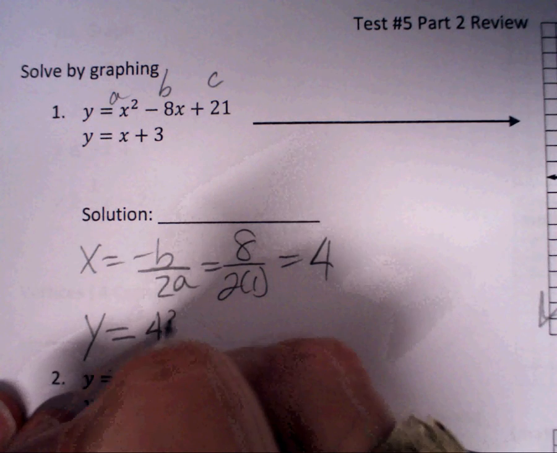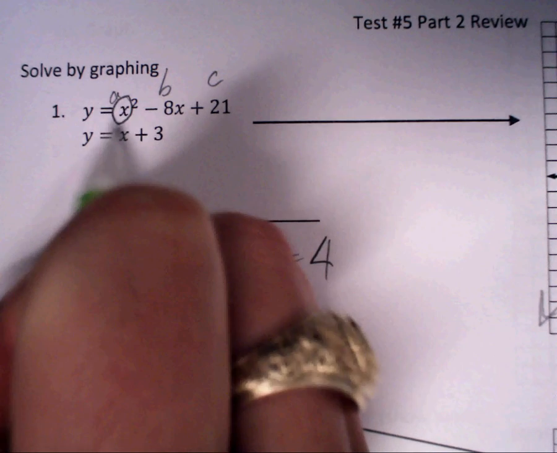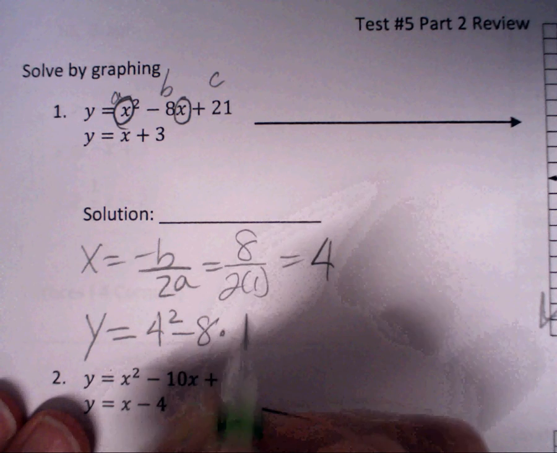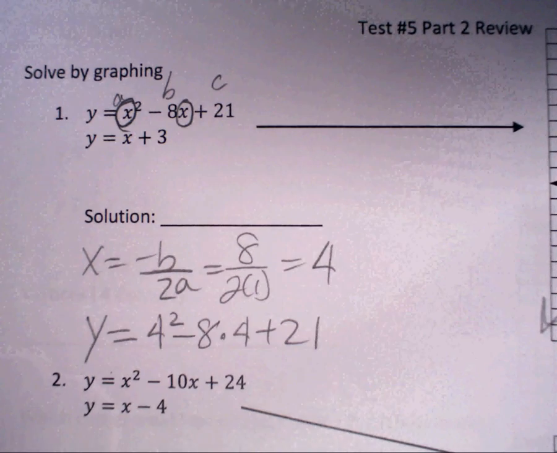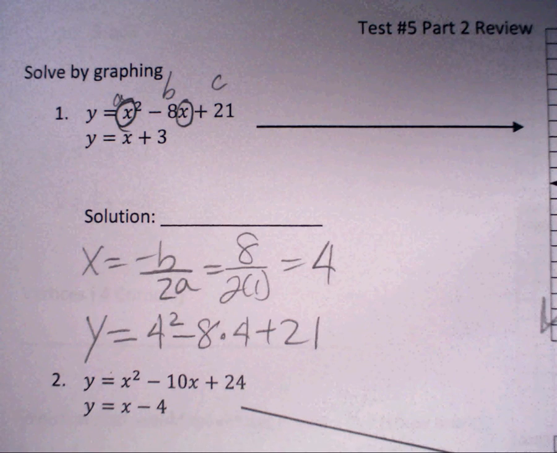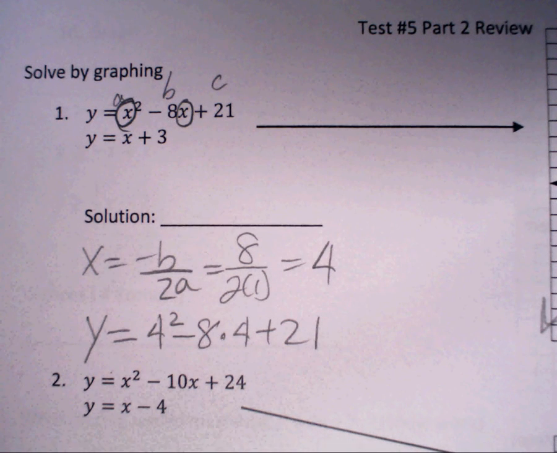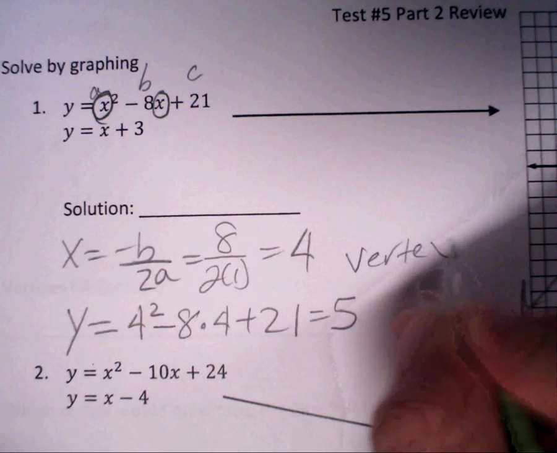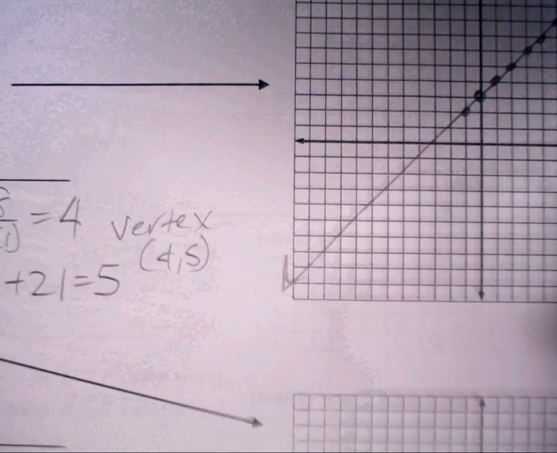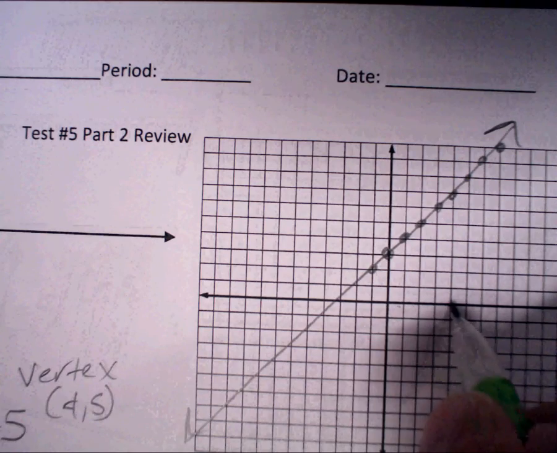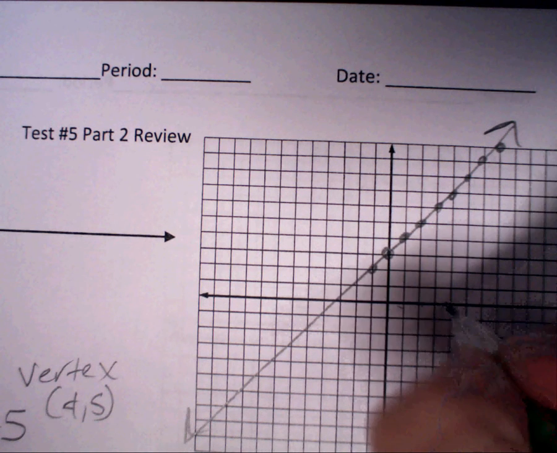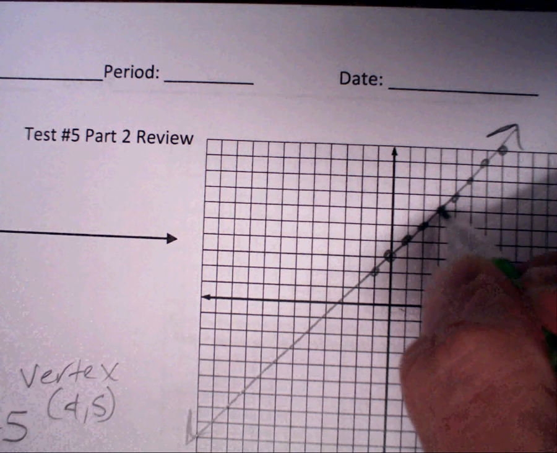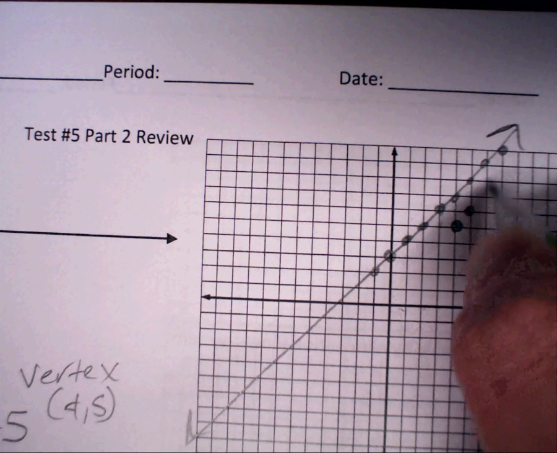So then I take 4 and I plug it in for x in the original equation. So 4 squared minus 8 times 4 plus 21. So that's 16 minus 32 plus 21 is 5. So that's my vertex. My vertex is at 4, 5. And then my A is 1, so I go over 1, up 1, over 1, up 1, over 1, up 3.